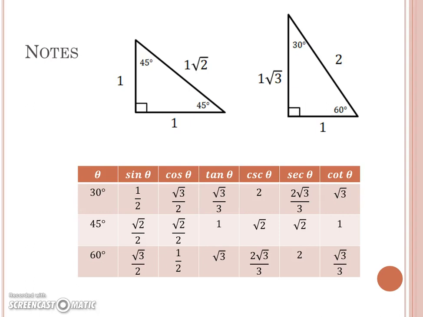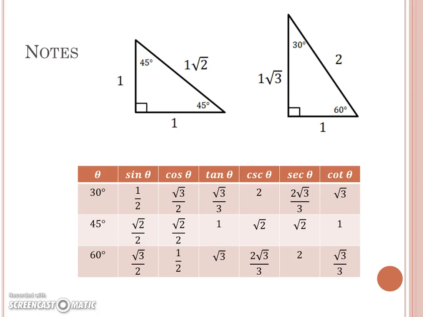So the sine of 30 would be 1 over 2. The cosine would be square root of 3 over 2, and the tangent would be 1 over the square root of 3. But we always rationalize it, so we multiply by the square root of 3 over 3, and we get square root of 3 over 3 as our answer. So that's why we have that there instead of 1 over radical 3.